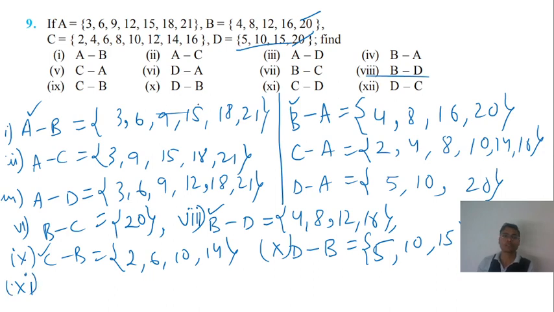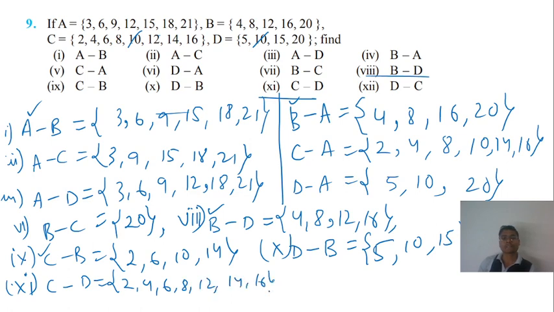Now coming to the 11th part, which is saying C minus D. So now we have to find C difference D. What do C and D have in common? C and D have 10 in common. Since C is written earlier, we will write all the elements of C after removing D from it. So 2, 4, 6, 8, 12, 14, 16.